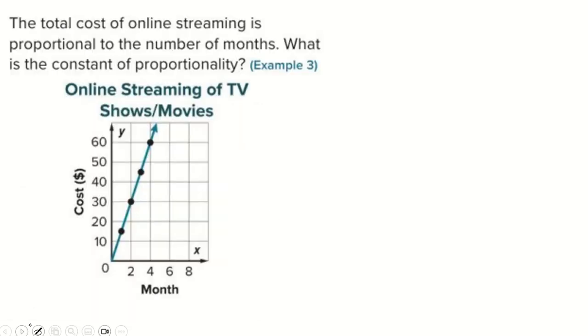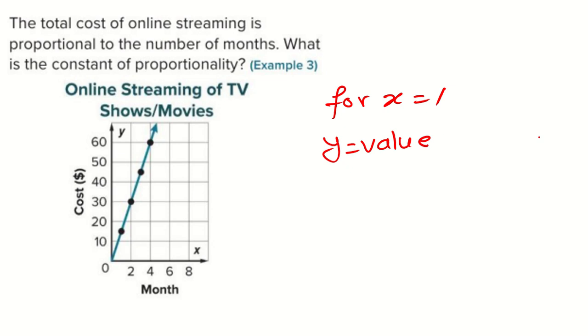Okay. Now next question can be, the total cost of online streaming is proportional to the number of months. What is the constant of proportionality? Now you see, if you need to find the constant of proportionality, for that x must be equal to 1. Then whatever value of y you see, that will be the constant of proportionality. Okay. Now for x equal to 1, what is the value of y? The value of y is between 10 and 20, so it is around 15. So for x equal to 1, the value of y is 15. So what can you see here?